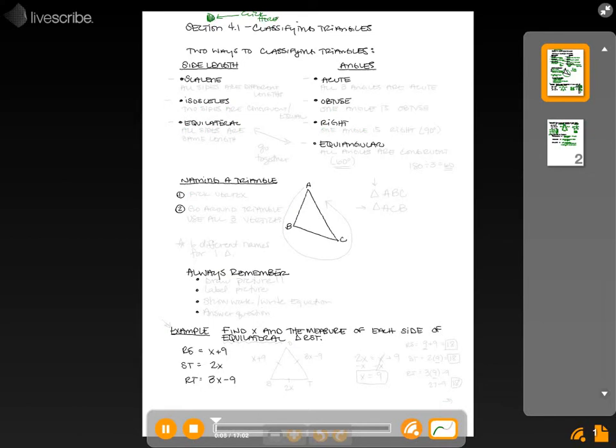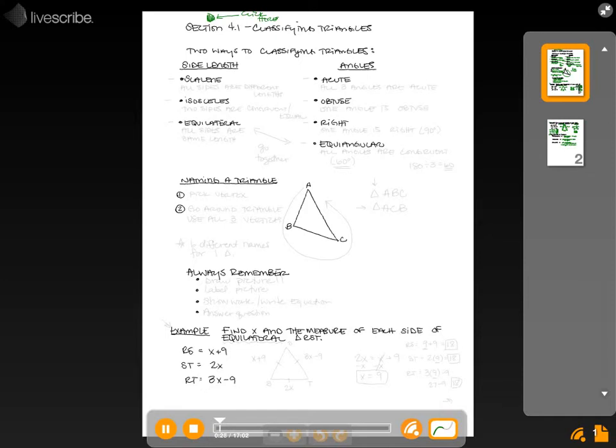Alright, these are our notes for section 4.1 on classifying triangles, and we're going to do three things in this video. Everything in chapter 4 is about triangles, so today we're going to learn how to classify triangles in two different ways, by their sides and by their angles. We're also going to learn how to name a triangle, and then we're going to solve some problems using the side length classifications of a triangle.